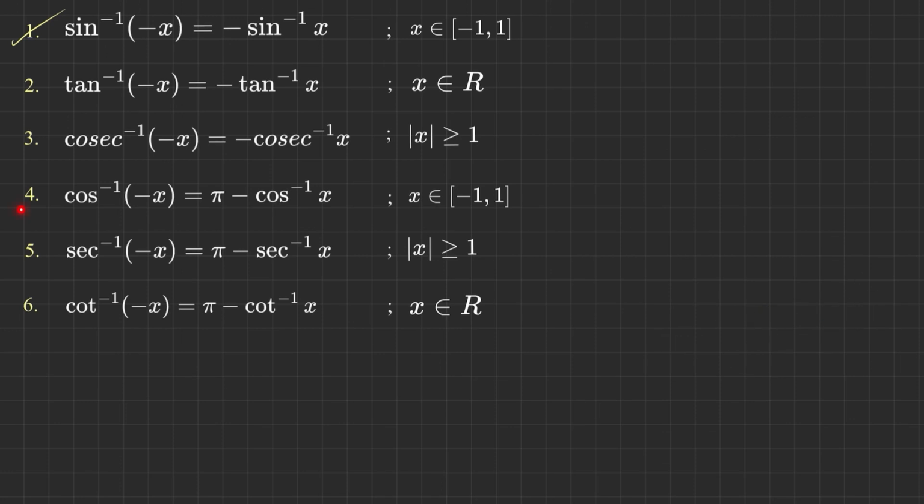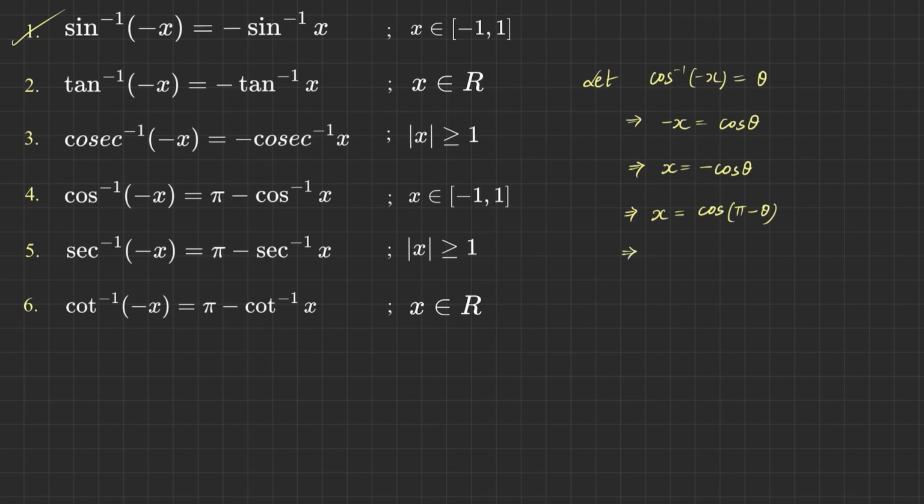So here in property 4 you have cos inverse of minus x equals pi minus cos inverse of x. So let cos inverse of minus x equal theta, then minus x will be cos theta. So this implies x equals minus cos theta. So this implies x equals, now see, minus cos theta can be written as cos of (pi minus theta), because pi minus theta is in the second quadrant, and in the second quadrant cos is negative.